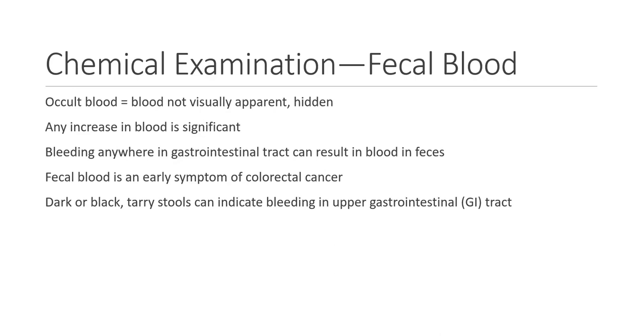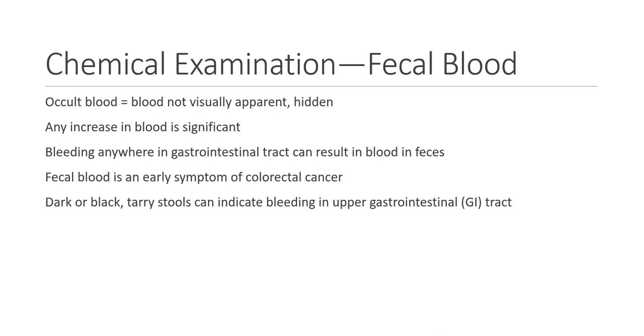As I said, if you have upper GI bleeding, when you pass that stool with the blood present, it's not going to look red. There may only be a little bit that's mixed in that you cannot see, or there may be black tarry areas. Bleeding anywhere in the GI tract can result in blood in the feces, and fecal blood is an early symptom of colorectal cancer.